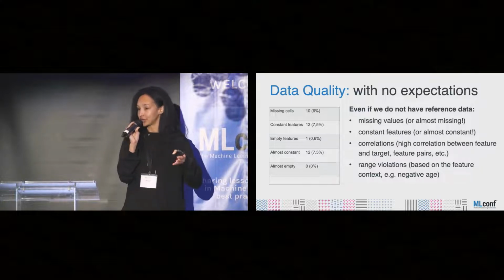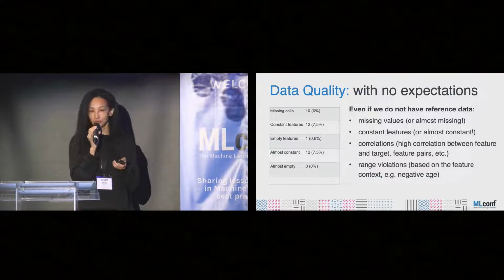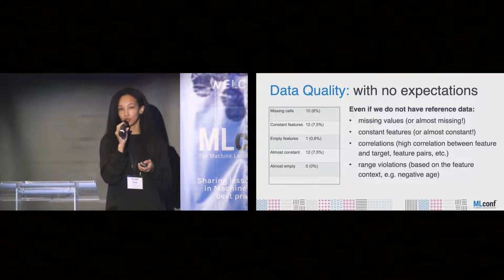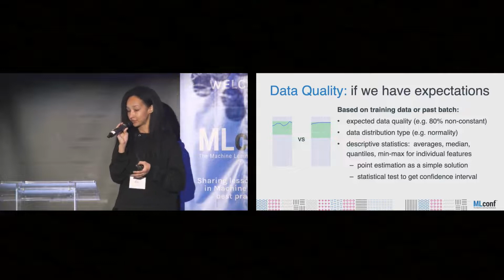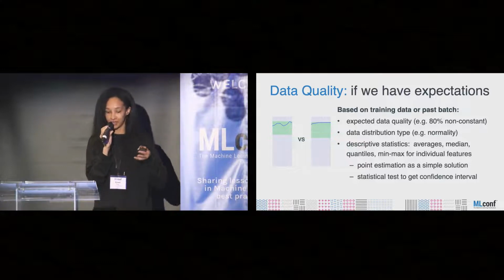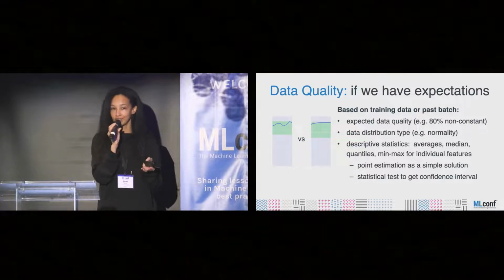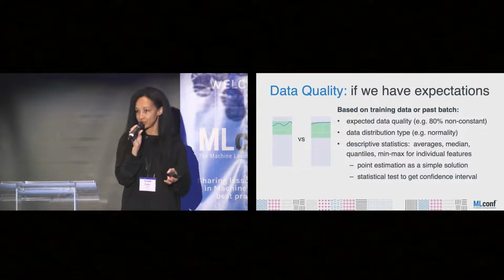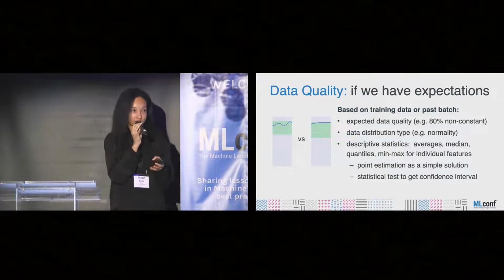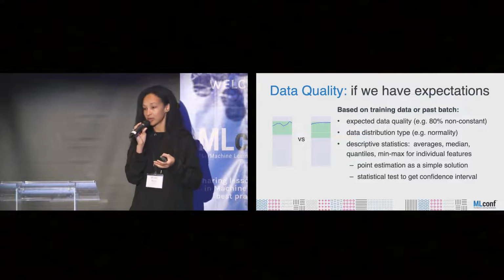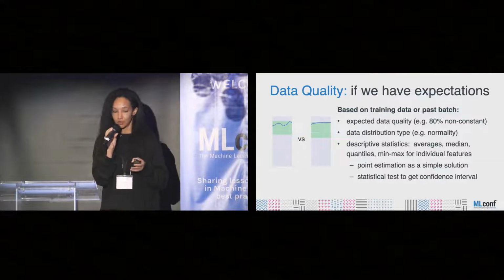You can come up with some range for different features based on domain area knowledge. So there are a lot of things that we can measure even if we have no reference data. When we have some reference, it becomes easier because now we have some base to compare with, and you can take the data from the training phase or from the previous batch of model usage, and based on this data, create some expectations. For example, some expectations about descriptive statistics that you can calculate on top of features.